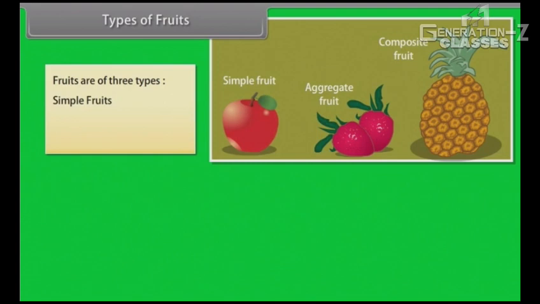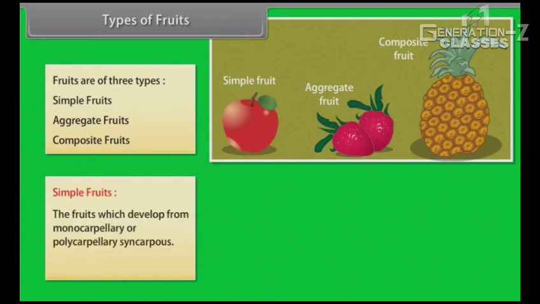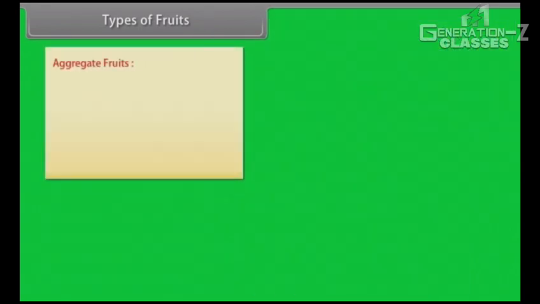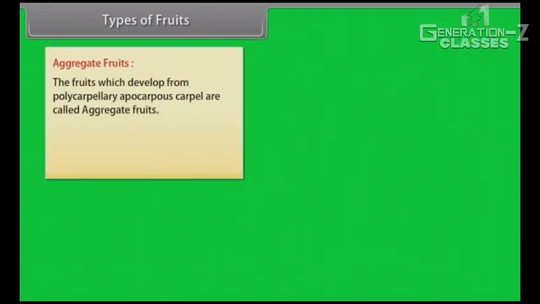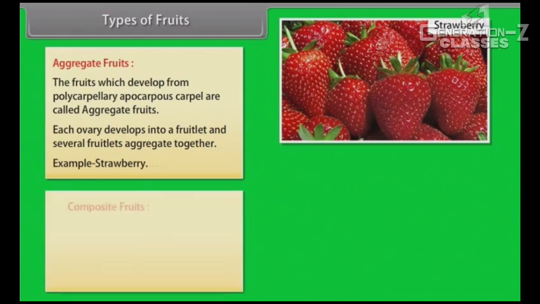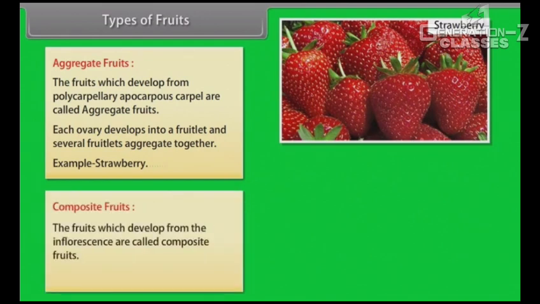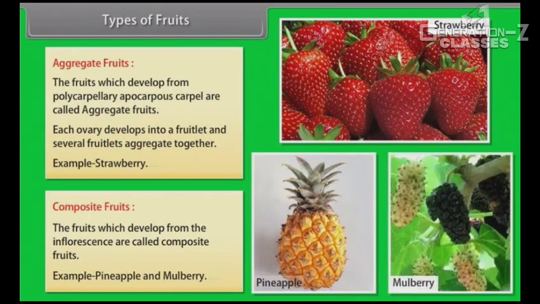Types of fruits. Fruits are of three types: simple fruits, aggregate fruits, composite fruits. Simple fruits: the fruits which develop from monocarpellary or polycarpellary syncarpous ovaries. Example, pea. Aggregate fruits: the fruits which develop from polycarpellary apocarpous carpels are called aggregate fruits. Each ovary develops into a fruitlet and several fruitlets aggregate together. Example, strawberry. Composite fruits: the fruits which develop from the inflorescence are called composite fruits. Example, pineapple and mulberry.